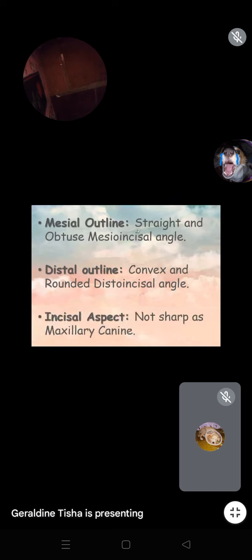For the mesial outline, it is straight and obtuse in the mesio-incisal angle. Straight and obtuse, or not sharp, in the mesio-incisal angle, pertaining to its mesial and incisal surfaces. And for the distal outline, it is convex. Convex is curved or rounded, and rounded in the disto-incisal angle. And the incisal aspect is not as sharp as the maxillary canine.